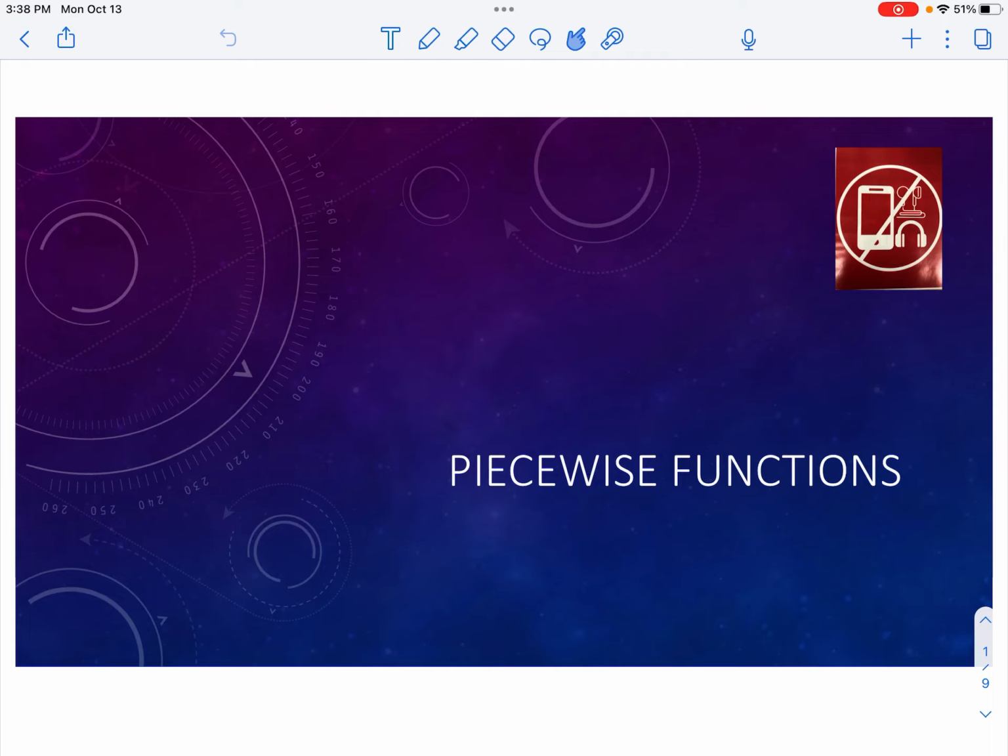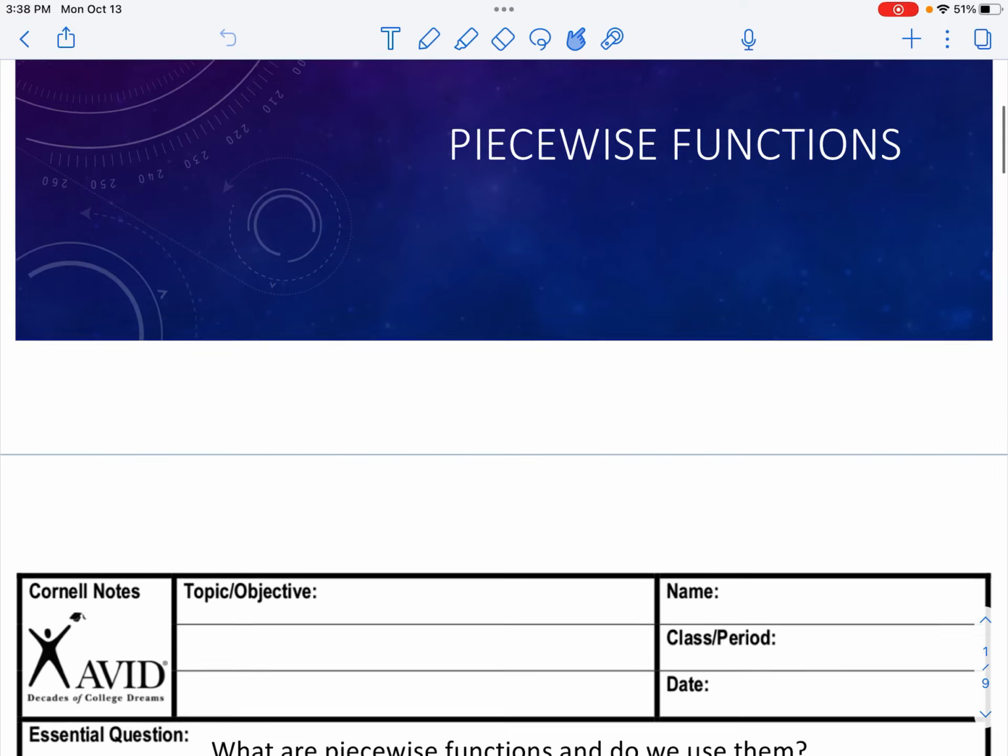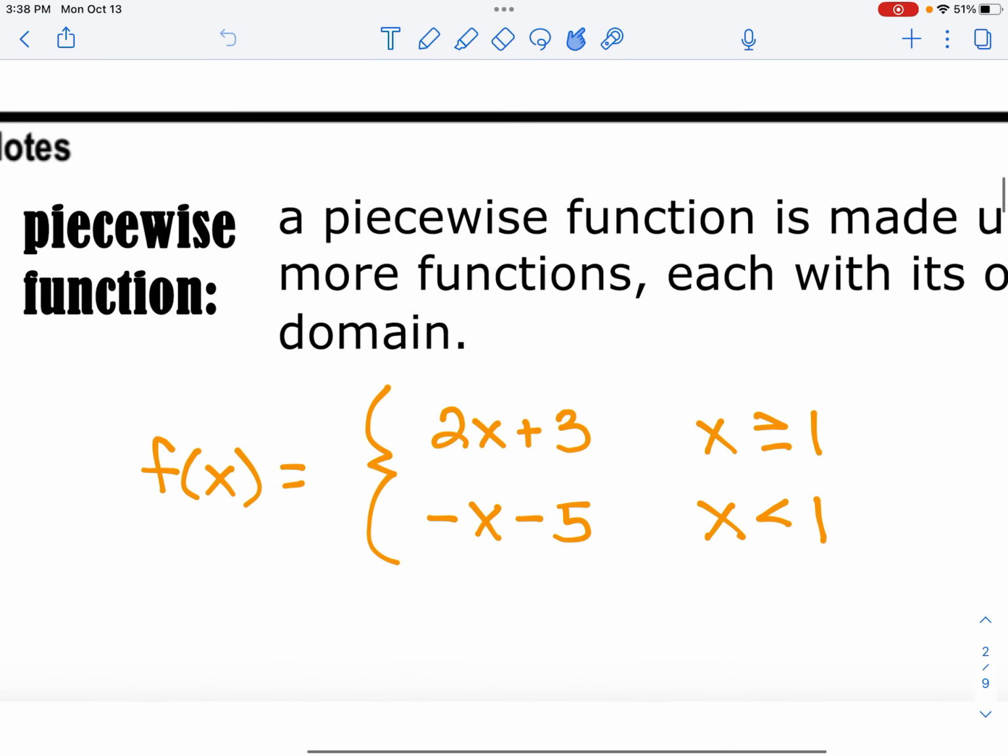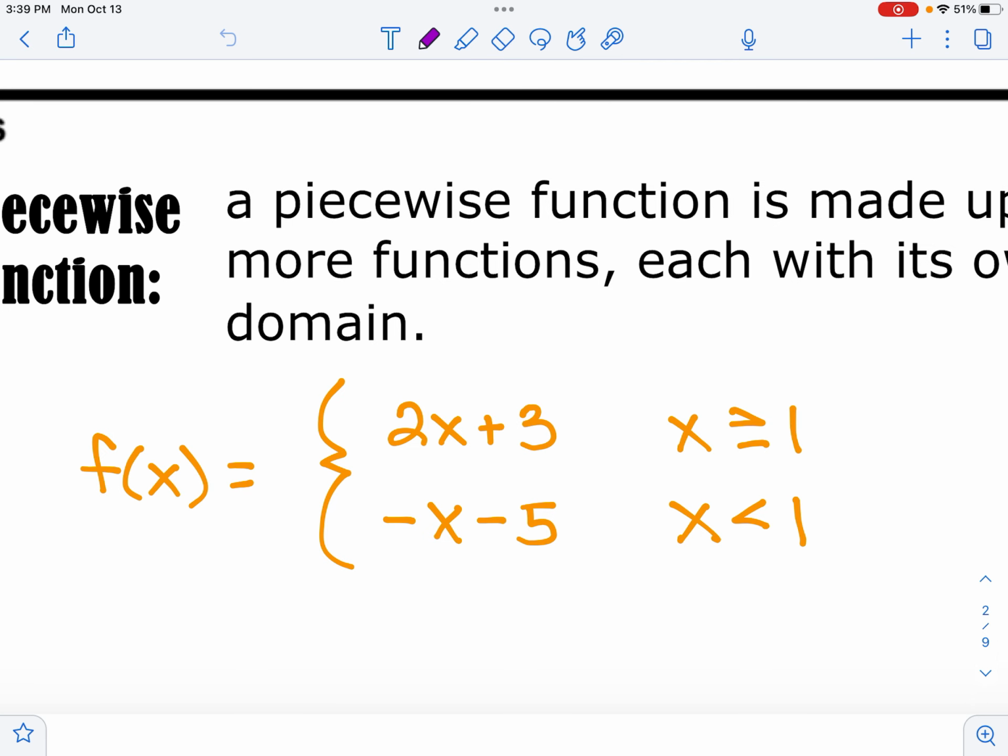Okay, so this lesson is on piecewise functions. What are piecewise functions and how do we use them? A piecewise function is made up of two or more functions, each with its own separate domain. So this is an example of a piecewise function right here.